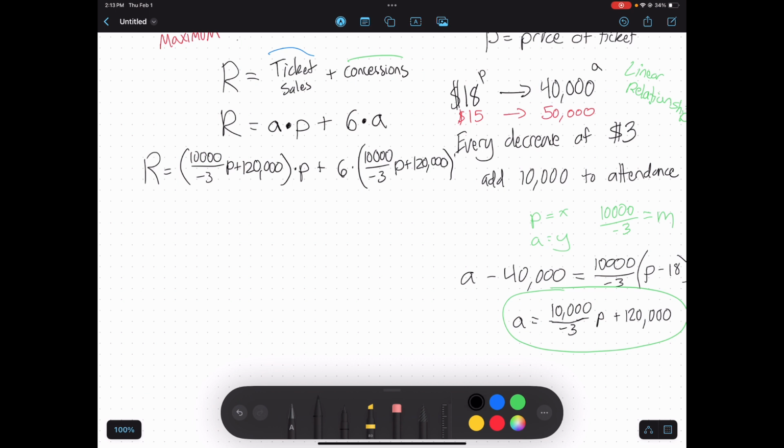I'm gonna go ahead and distribute the P to both terms. I'll go ahead and distribute the 6 to both terms. And let's see what we end up with. Okay, so this is just me simplifying this ugliness. I get negative 10,000 over 3, I just moved the negative out of the denominator, P squared plus 100,000 P plus 720,000.